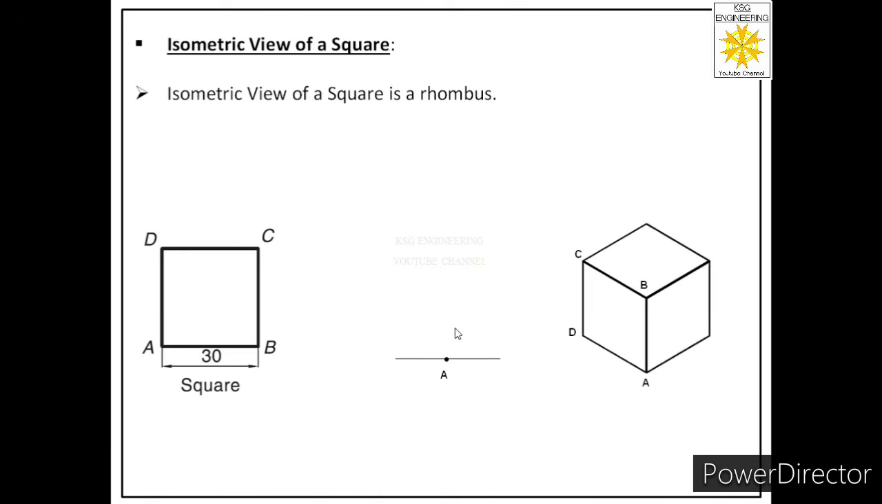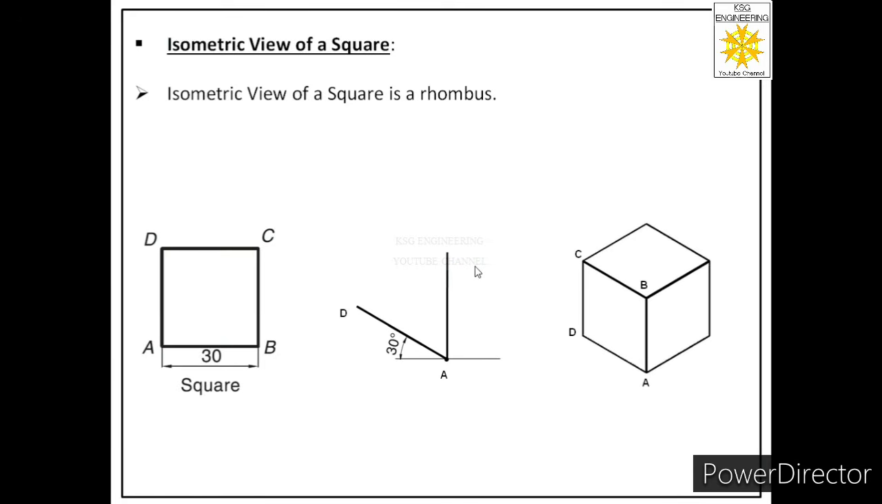So we'll put our protractor at this point and we will draw a line at 30 degrees and the length of that line will be 30 mm and this is the first isometric axis. And this edge will be edge D. Then from this point we will draw the second isometric axis, which is vertical, and we will keep the length of that isometric axis as 30 millimeters.